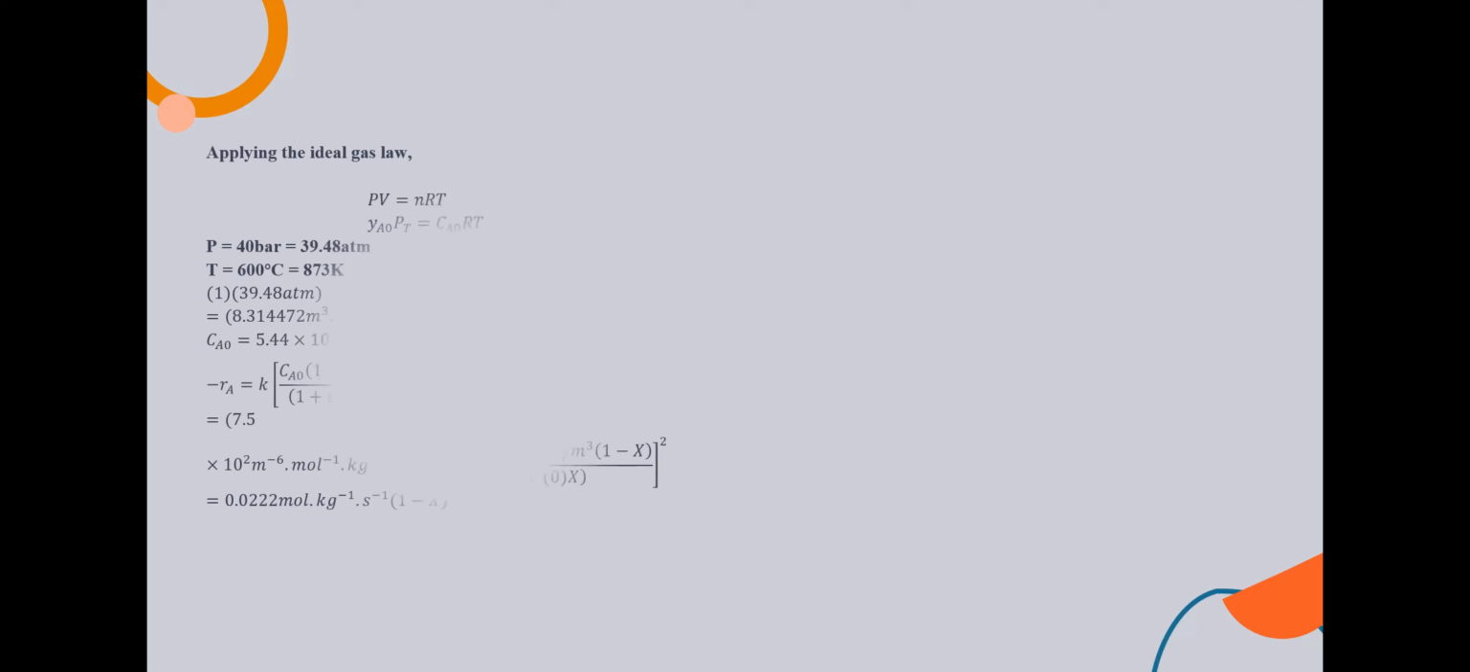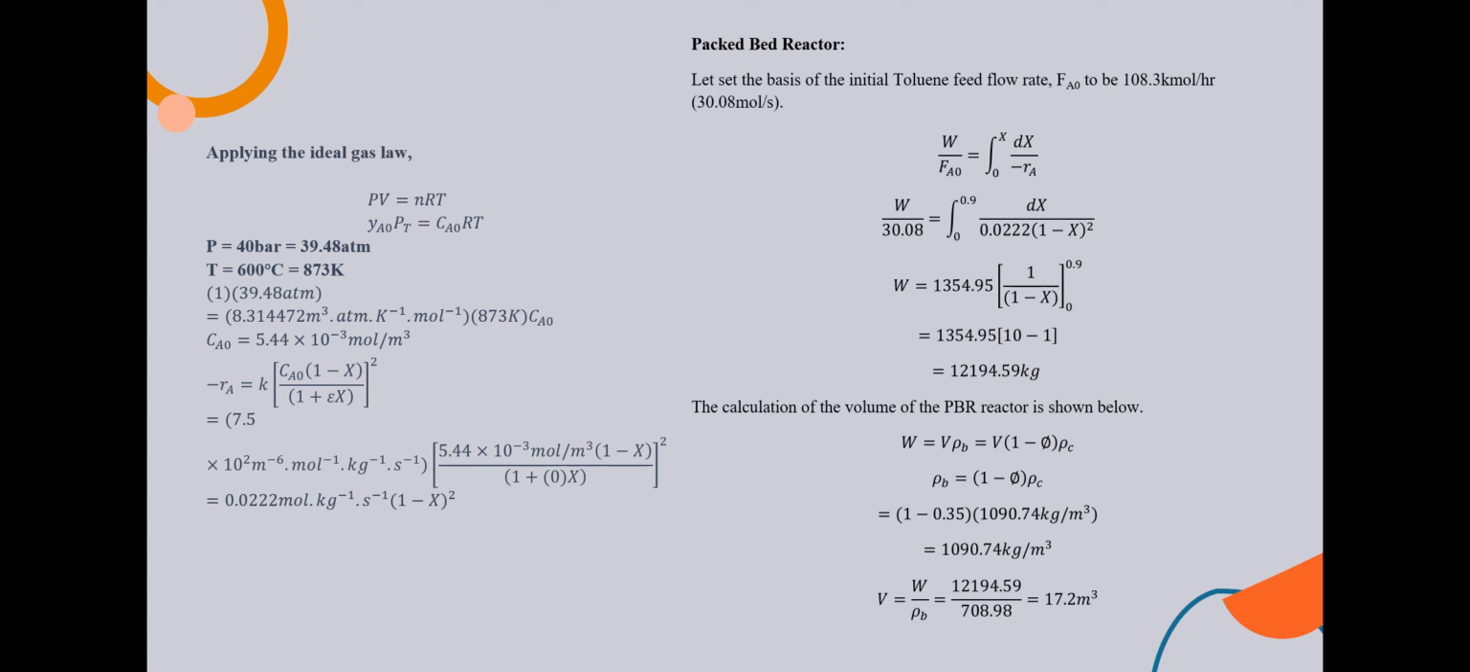Moving on to the calculation sections, by applying the ideal gas law, we could obtain the initial concentration of the toluene stream. Next, since this is a packed bed reactor, by substituting the values into the packed bed reactor formula, we would determine the weight of catalyst to be 12,194.59 kilograms. And based on that, we could conclude the volume of reactor to be 17.2 meter cube.